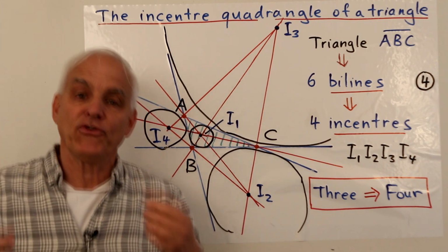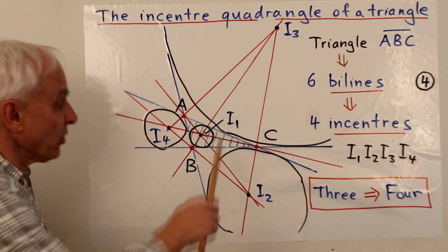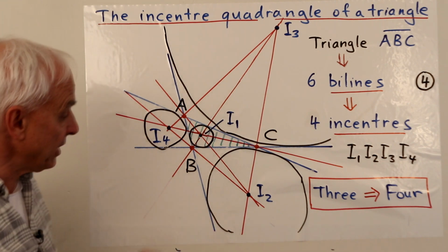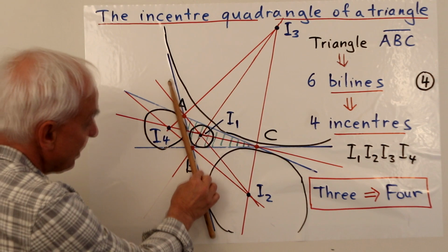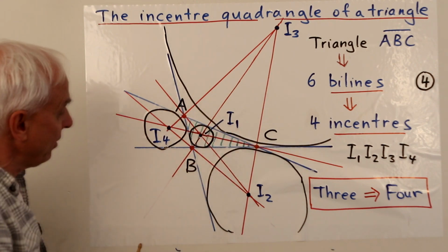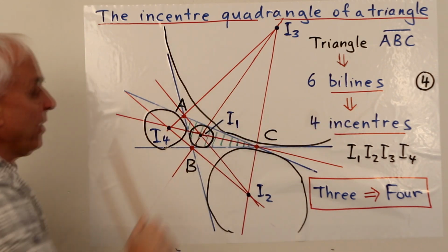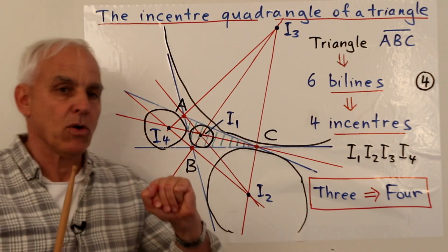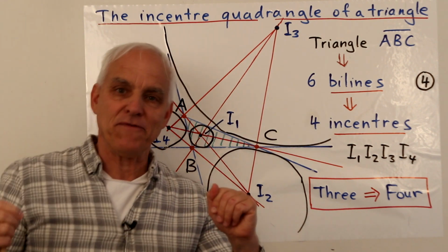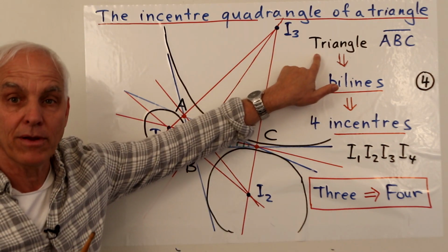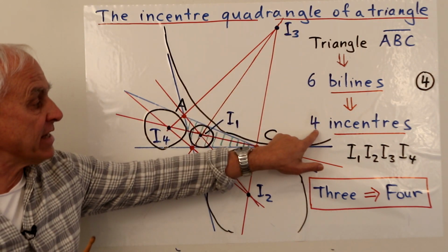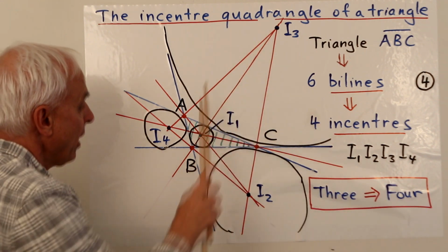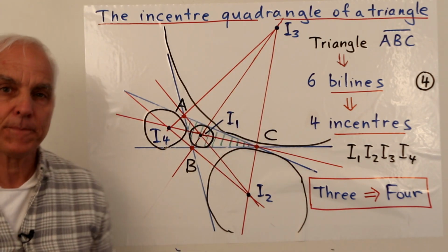Okay? They also share the property that they are the centers of circles which are tangent to the original sides of the triangle, as you can see here. So I2 is the center of this circle, which is still tangent to the 3 sides of the triangle. I3 is the center of this big circle here. I4 is the center of this circle here. So you see that what we're doing is we're crossing this 3-4 bridge because we're starting with a triangle and we're making a construction that ends up with 4 incenters. So we get this quadrangle, I1, I2, I3, I4.